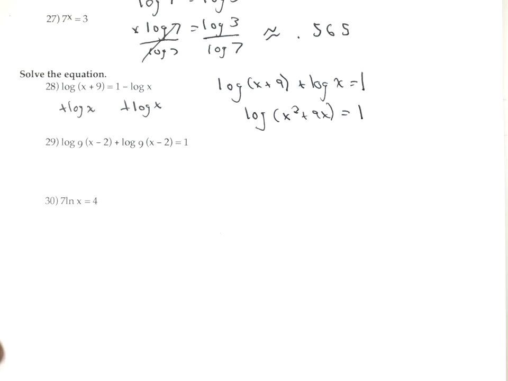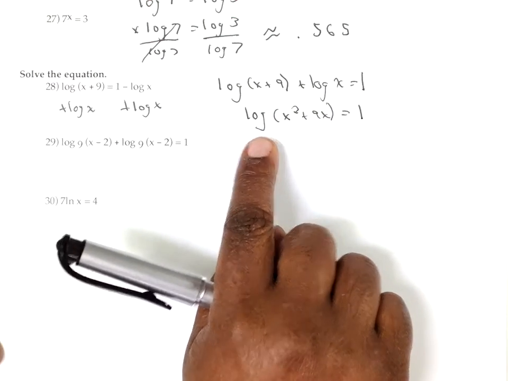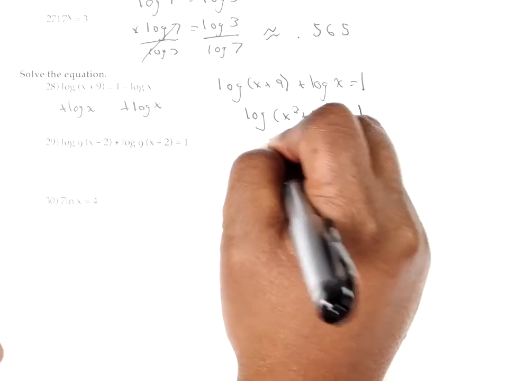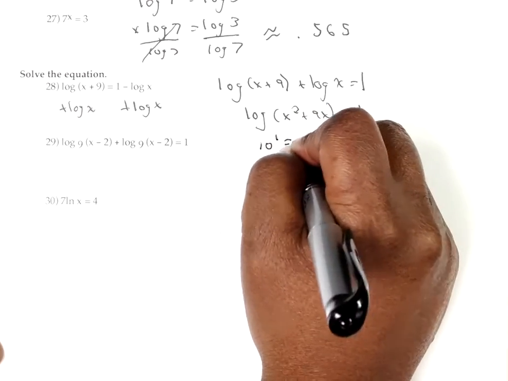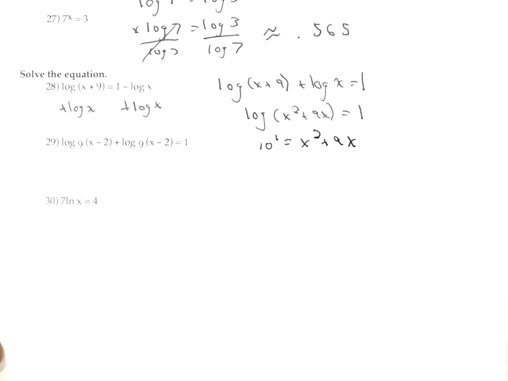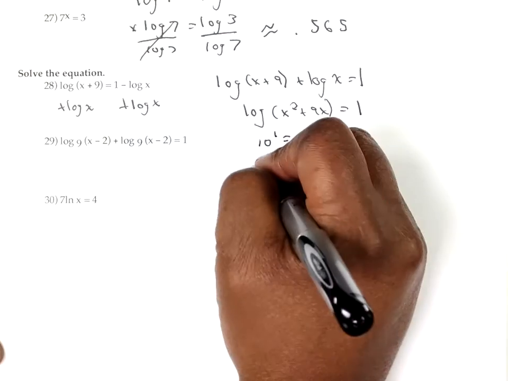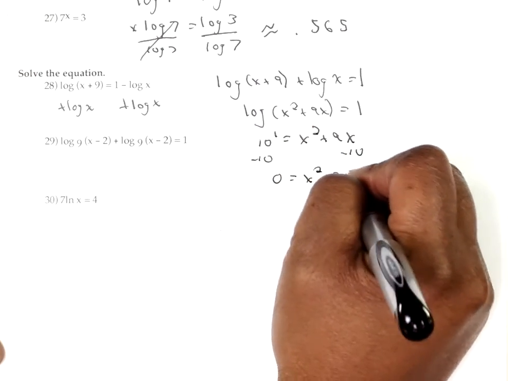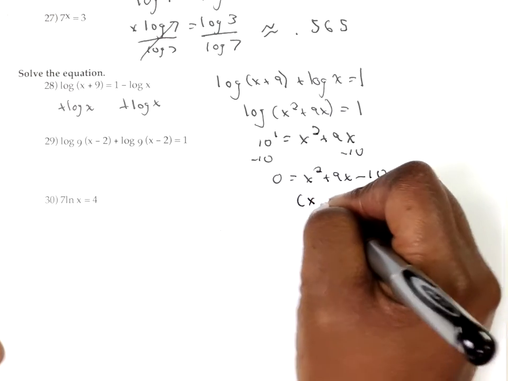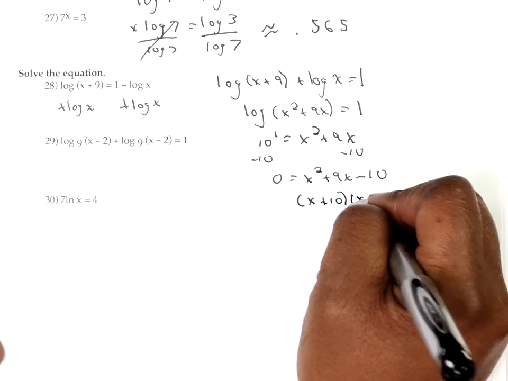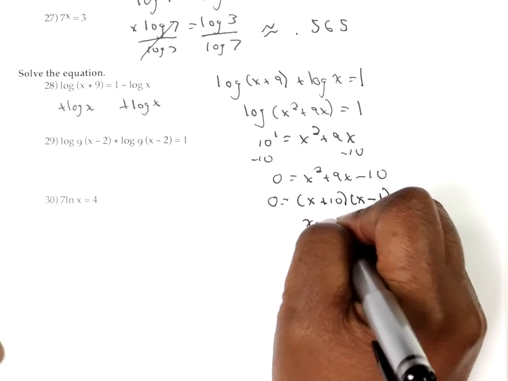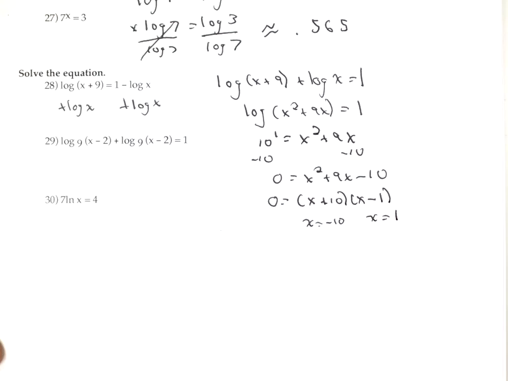And now I can do a rewrite. Remember, if it's just log, it's called the common log, and the base is 10. So 10 to the first power, because that's the exponent, is equal to x squared plus 9x. Quadratic, so I'm going to subtract 10 from both sides. And factor. So 0 equals x plus 10 times x minus 1. My solutions are a negative 10 or a positive 1.